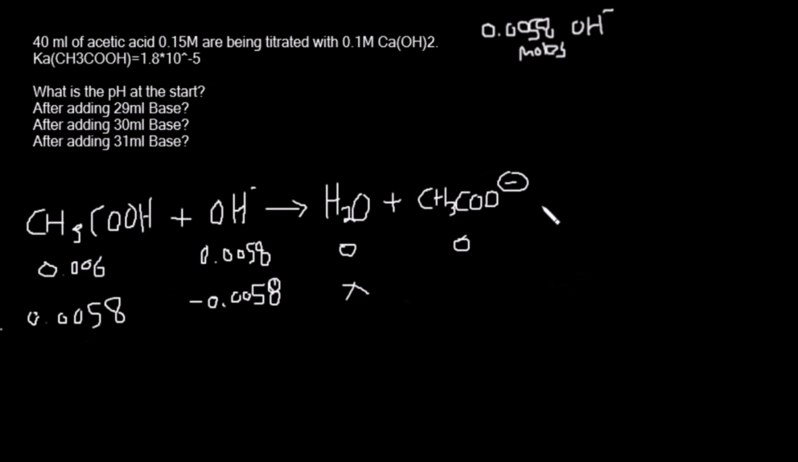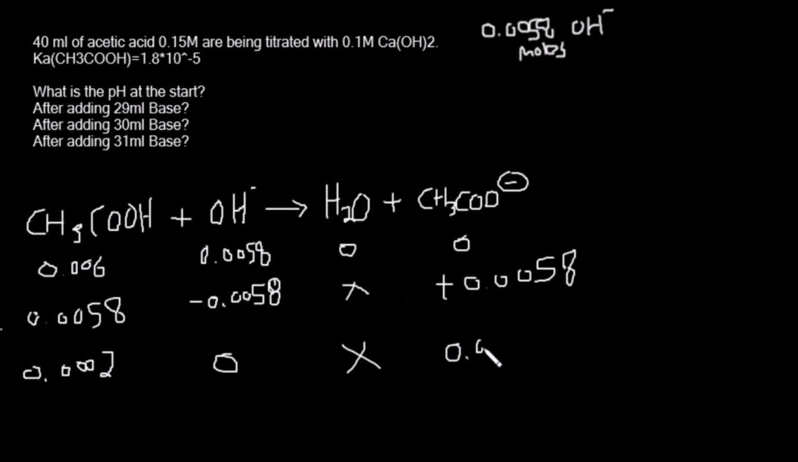And the acetate, it's a base, remember? And they are going to react to give us acetate, so it's going to be plus 0.0058. So here we have, at the end, 0.00023 moles of acid, okay? Here we have 0 of the hydroxide, and here the water doesn't matter. That's not x, it just doesn't matter. And here we have 0 plus this number, so 0.0058.